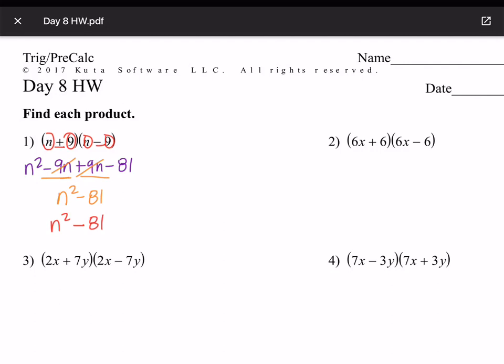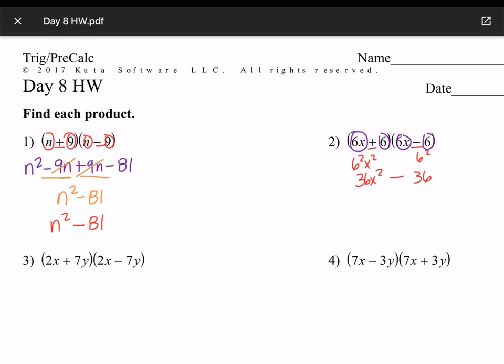So let's do number 2 here to make sure this shortcut holds through. So again, 6x, 6, 6, perfect. One is plus, one is minus. That means I can go straight to squaring the first term, so that'd be 6 squared x squared, which is 36x squared. Squaring the last term, so 6 squared is 36. And then putting subtraction in between them. So 36x squared minus 36.